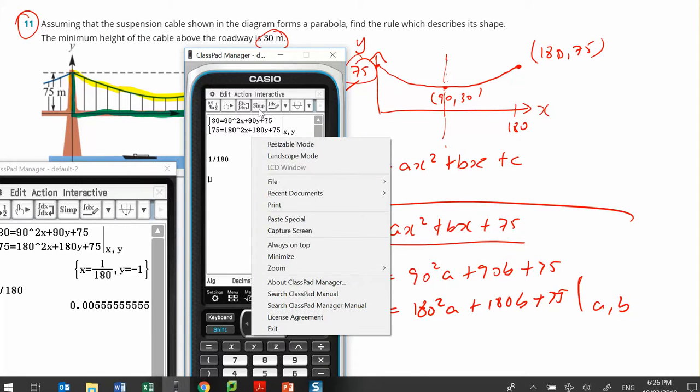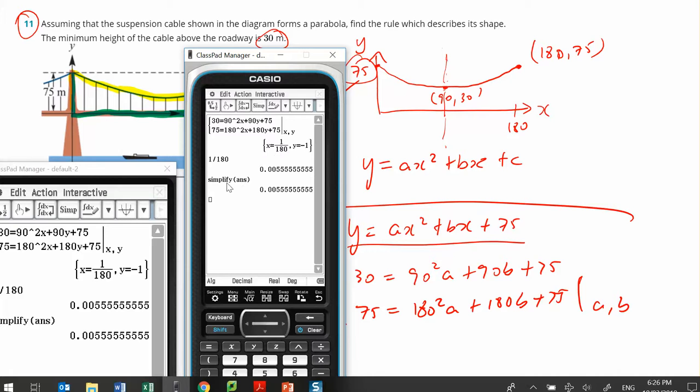So your final answer would be y equals 1 on 180 x squared minus x plus 75. I'm not going to write it down. You can put the values of A and B in there, and you've got the value of C, so that should give you the right answer. Hopefully that helps.